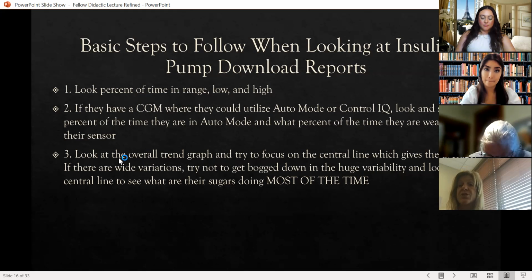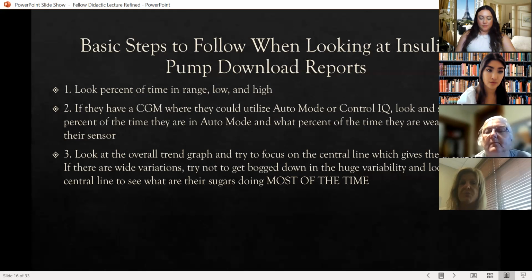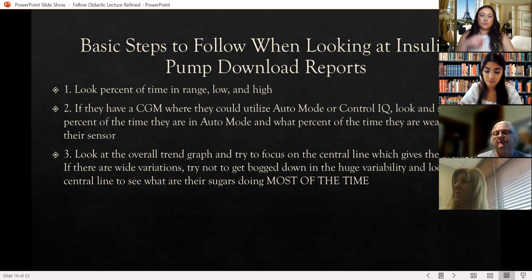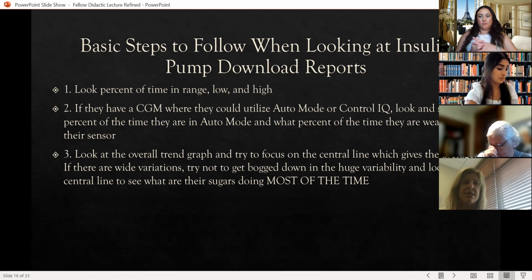But the few things that you are doing is looking to see, are they in range? And I'll show you where that is on some reports. We talk about AGPs, which is their profile, and our goal for in range is 70 to 180. And that should be about 85% of the time. And if they're not there, that's where you need to go first in trying to get them in range.